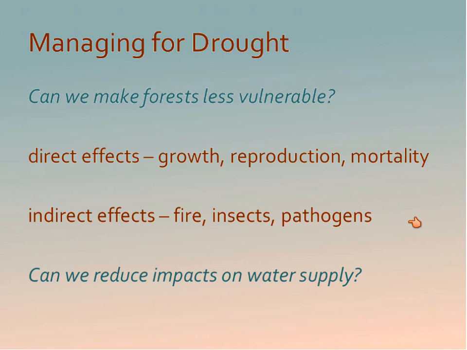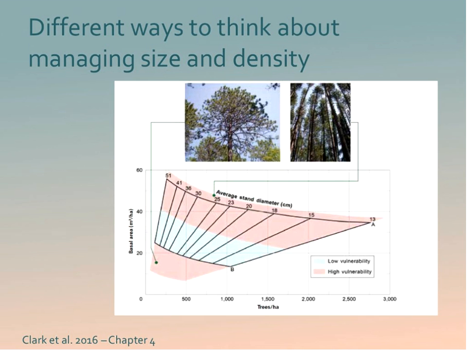The impacts on water supply, Jim talked about that already. Obviously, different species use different amounts of water. Different stocking levels affect water yield, so those are obviously things to think about as well. And even thinking creatively maybe about different ways of managing stands. Again, size, density, species, probably the three variables that are most often manipulated.